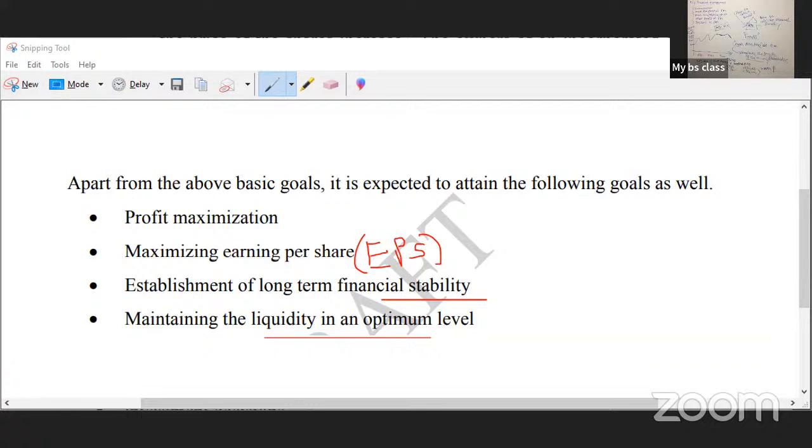Just put a star mark for EPS, which I'll explain separately. Earning per share. So you have a basic goal. What is your basic goal? Maximizing the wealth. Apart from that, we have the rest of the goals when you come to FM. So you need profit maximization, maximizing of the earning per share, and also long-term financial stability.